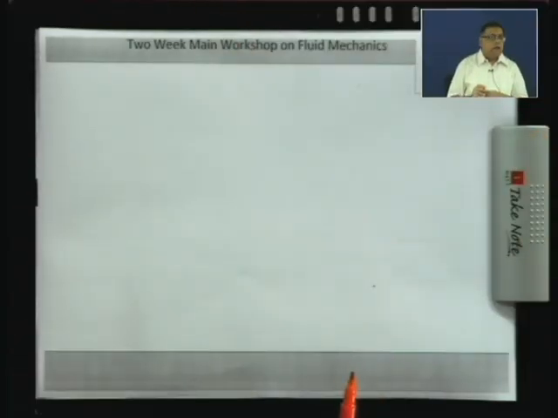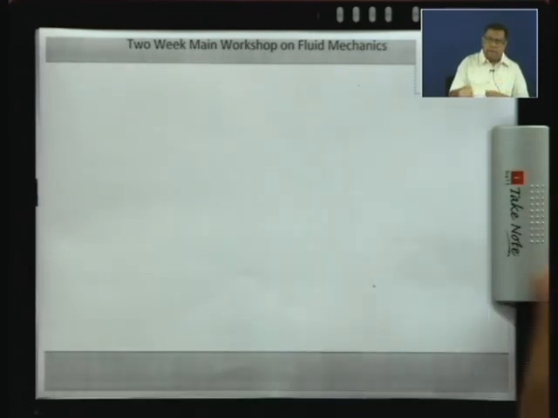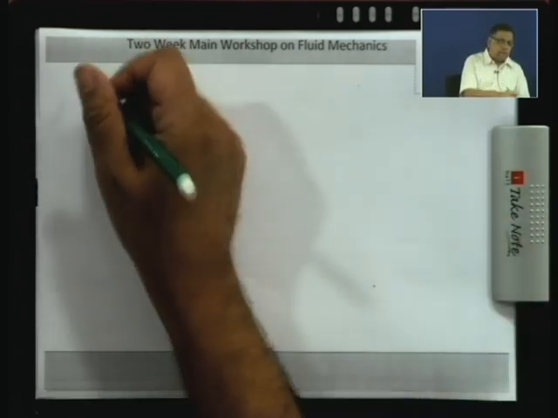Now, before we go further, let us see under what conditions a flow can be irrotational, or where a flow is irrotational. So, I will take simple examples of irrotational flows.